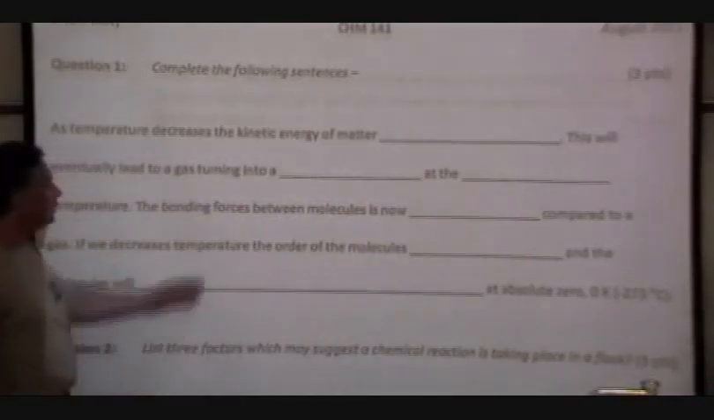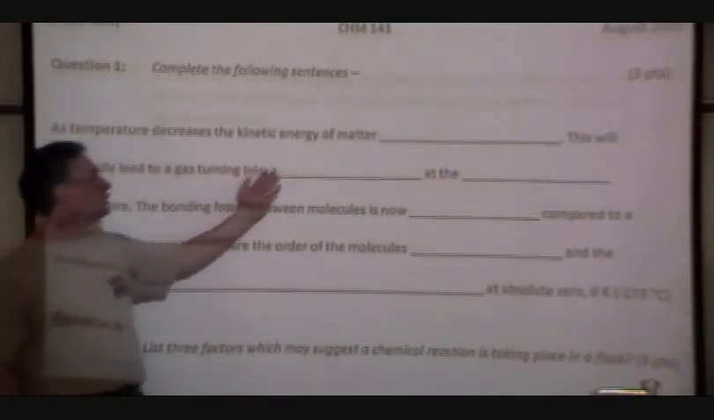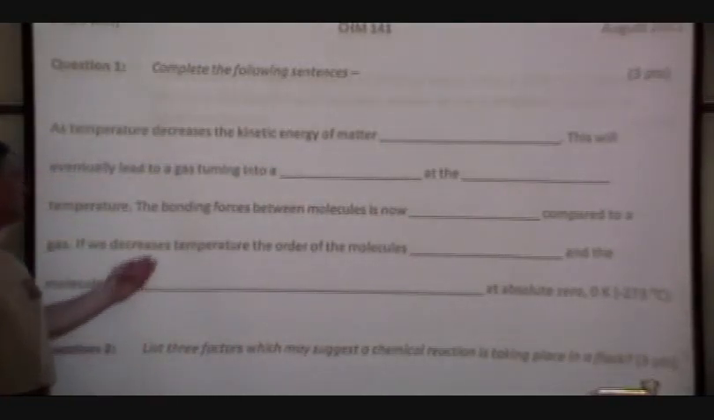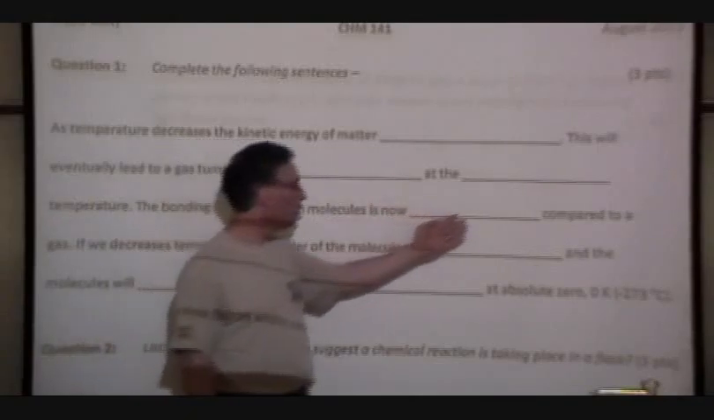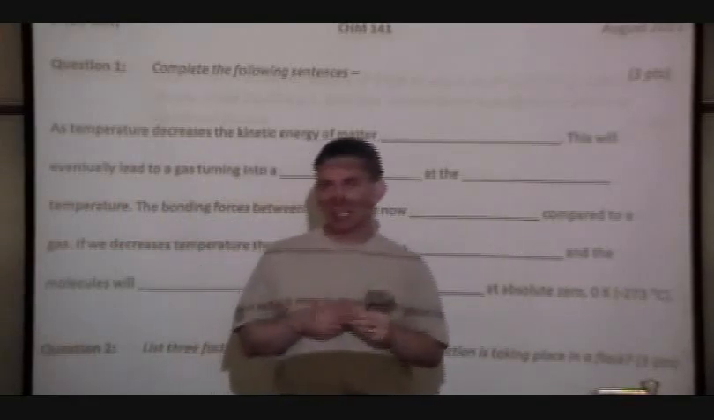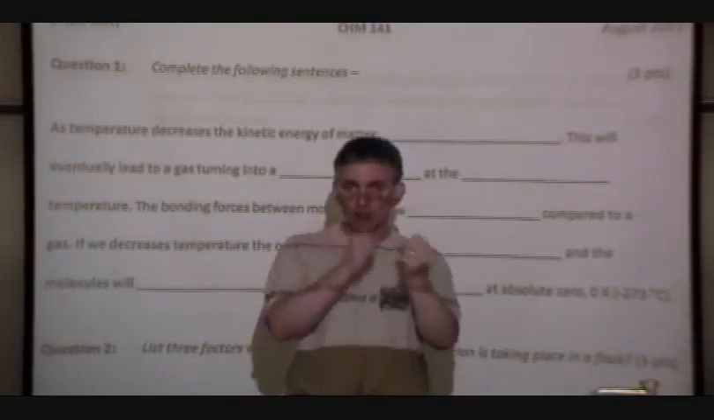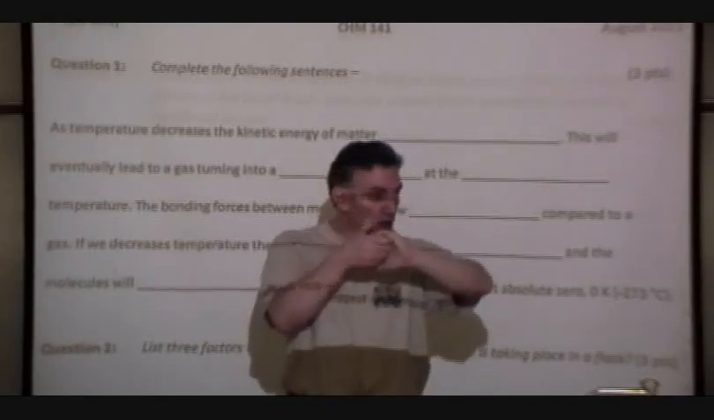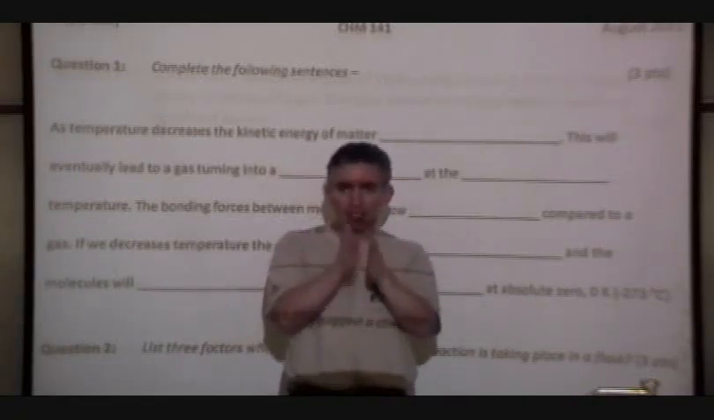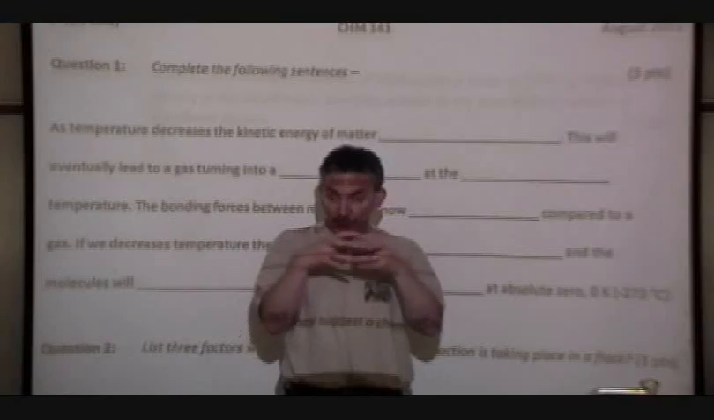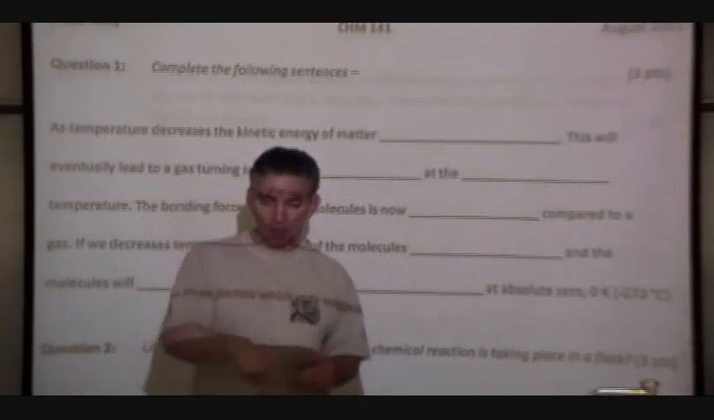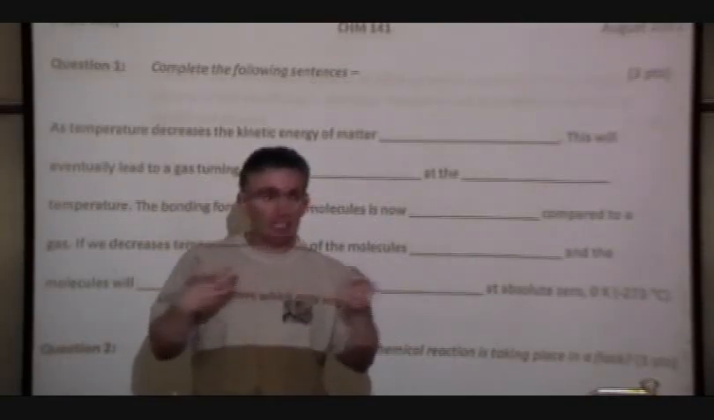So the kinetic energy is decreasing, converts to a liquid or a solid, the boiling or freezing temperature comparatively. Bonding forces between the molecules are now, compared to a gas, stronger or greater, increased. As temperature drops, the molecules move more slowly, and the molecules start to bind together much more strongly. That gives us the greater rigidity and order of a liquid compared to a gas, or the static molecules in a solid compared to a liquid. So as kinetic energy drops with a drop in temperature, bonding forces start to take hold.